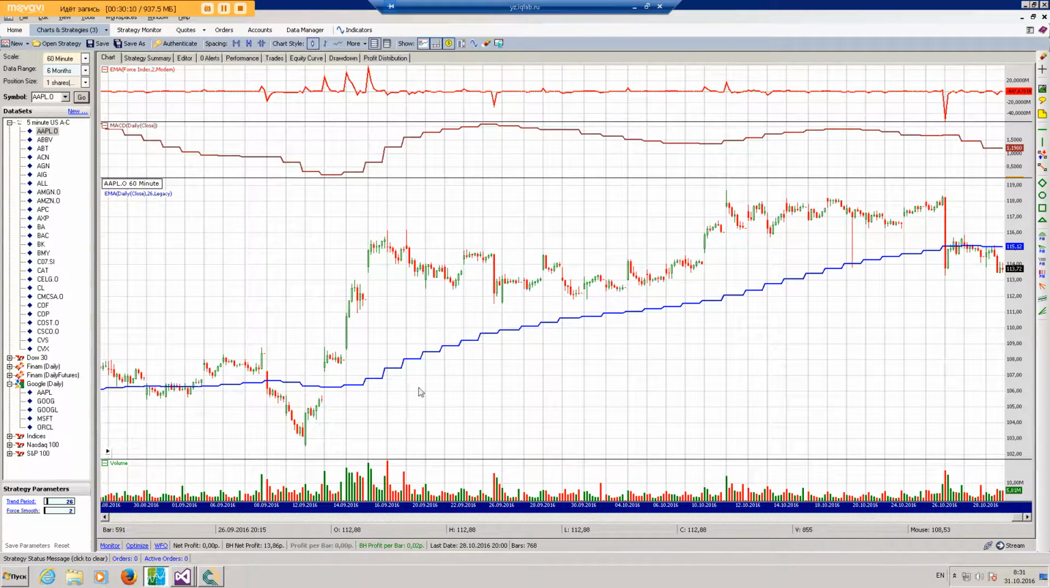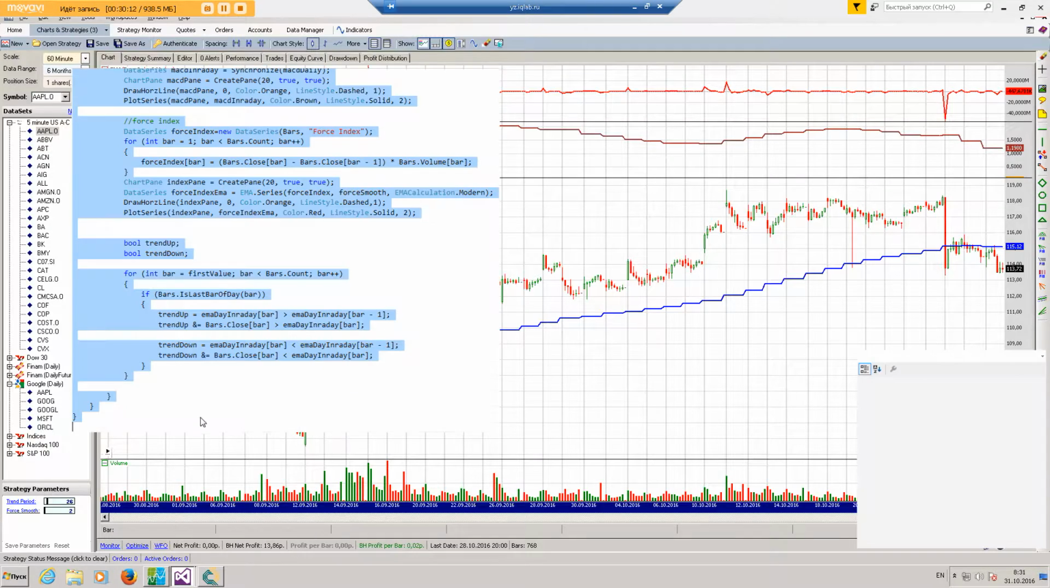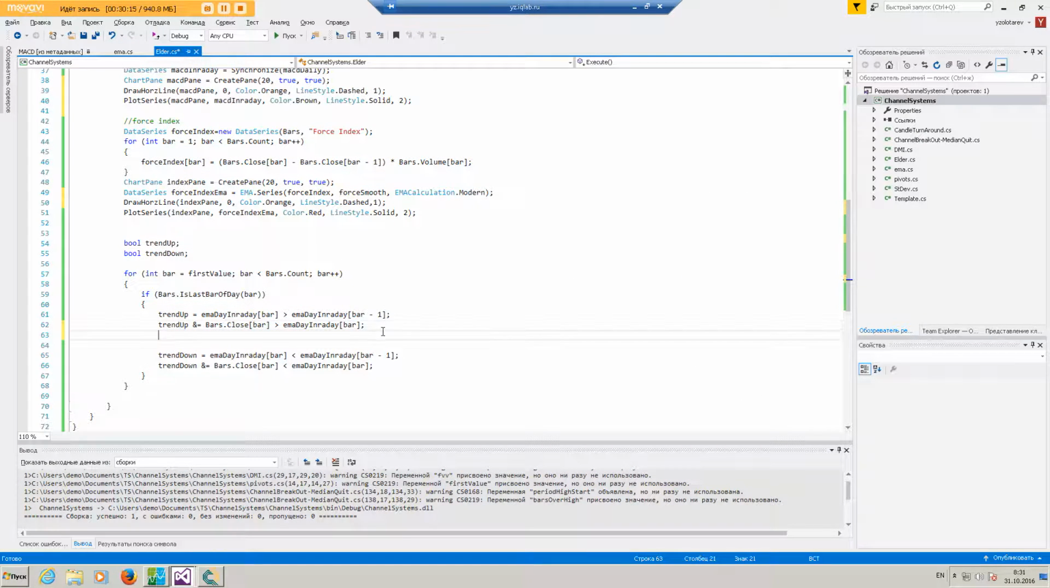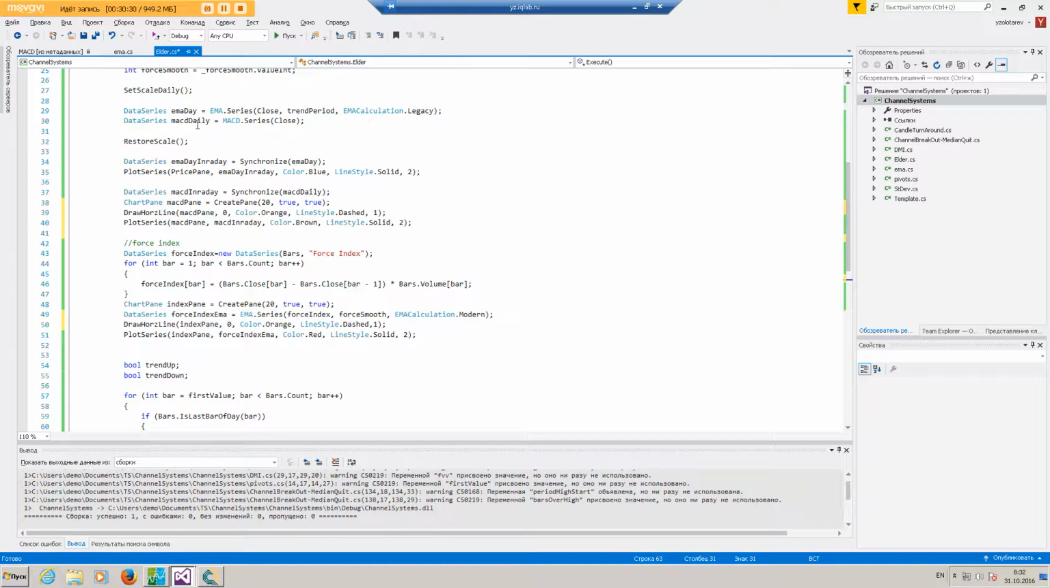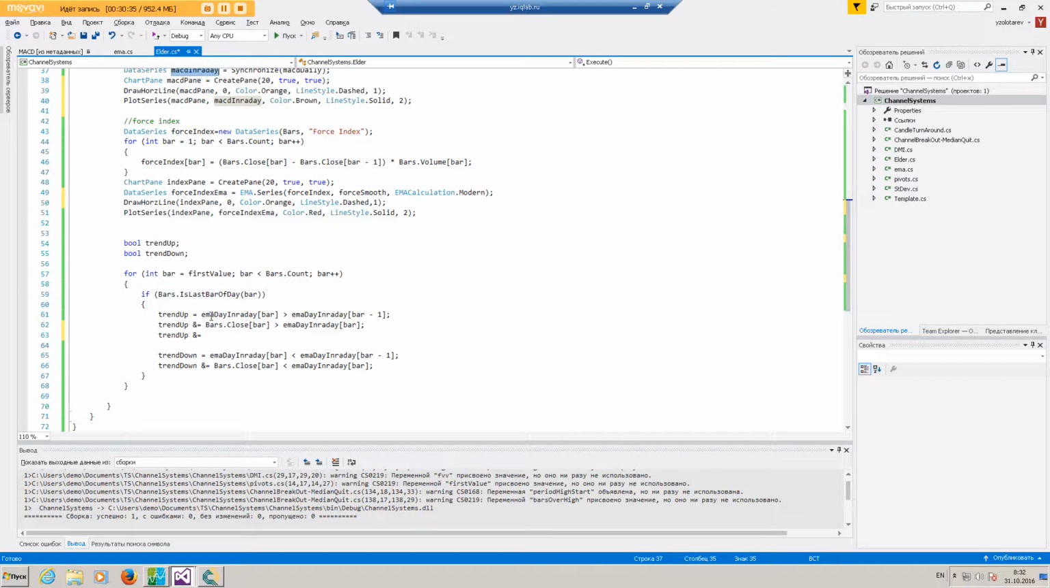Okay, so now we have to add this to our trend, right? So our trend up, and that's where we check the trend, right? On every day. So MACD daily, EMA, and MACD intraday. So MACD intraday bar has to be bigger than 0. Okay, and vice versa.